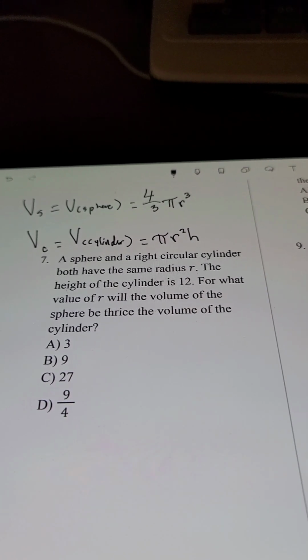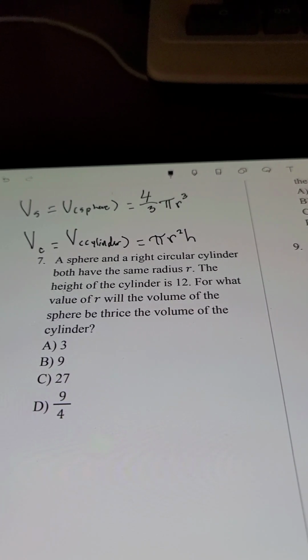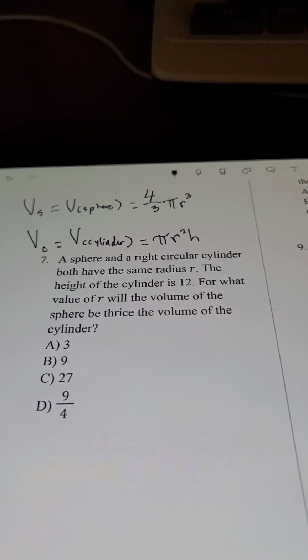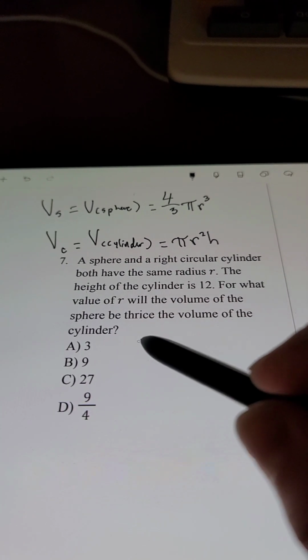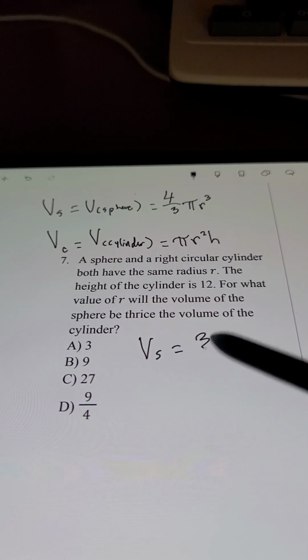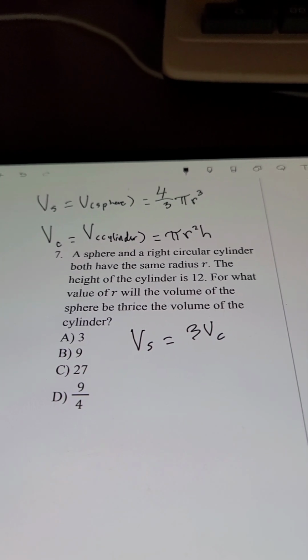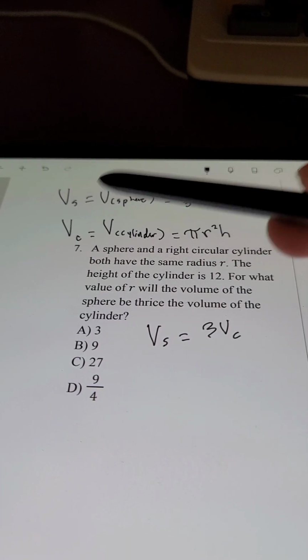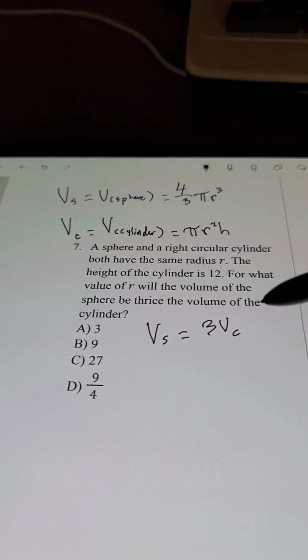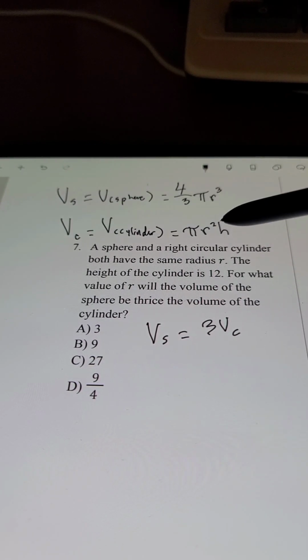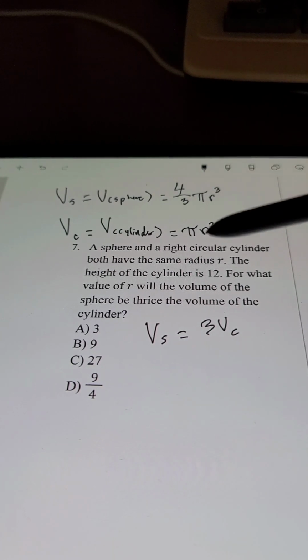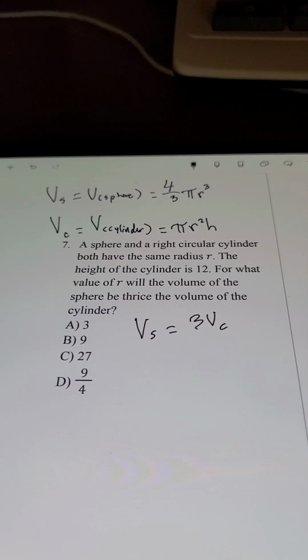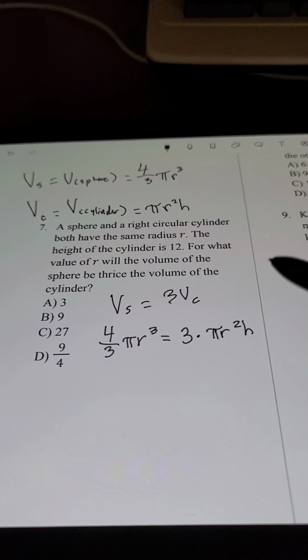So we want to know, for what value of r will the volume of the sphere be thrice, meaning 3 times the volume of the cylinder. So we want the volume of the sphere to equal 3 times the volume of the cylinder. Remember, volume of a sphere can be represented by this equation right there. Volume of a cylinder can also be represented by this equation right there. So I'm going to plug those in. So now I've done that.